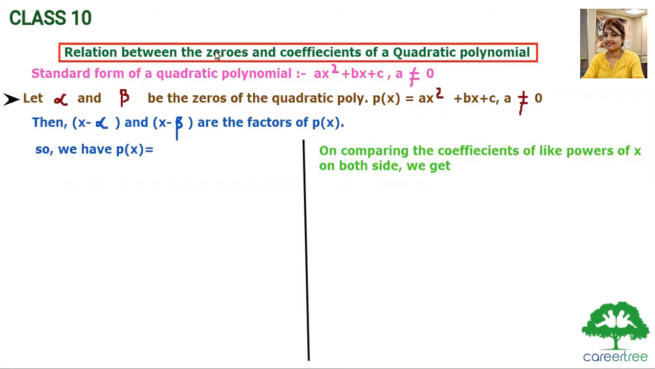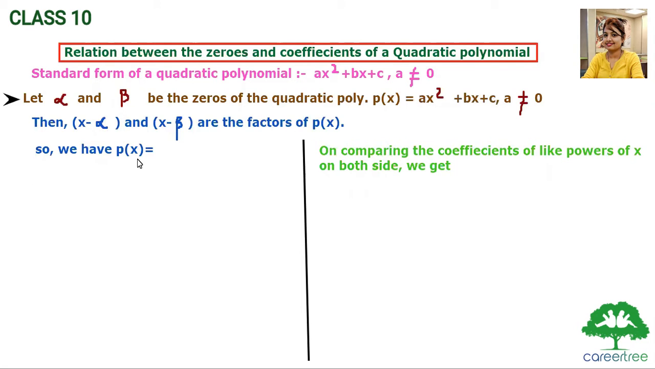So we are going to discuss the zeros of a quadratic polynomial. We should know how many zeros it will have. Since the degree of a quadratic polynomial is 2, this quadratic polynomial will have a maximum of 2 zeros. So I have supposed alpha and beta are the zeros of this quadratic polynomial ax squared plus bx plus c. Now if alpha and beta are the zeros of this polynomial, then x minus alpha and x minus beta will be its factors, right?